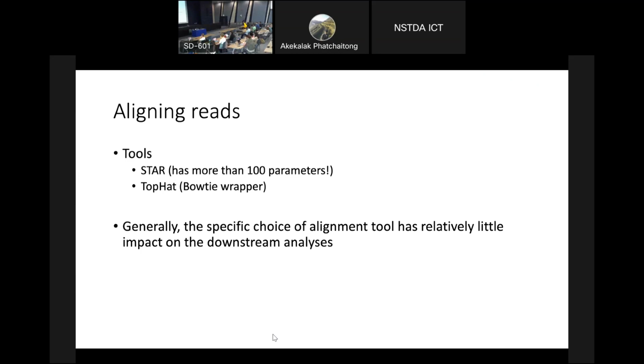Generally, the specific choice of alignment tool is quite interesting. The choice of alignment tool has relatively little impact on the downstream analysis. So the choice of your GFF file is more important than the choice of the tools. In general, I think they're more or less equal, although there was a paper saying that there could be some differences in some cases. So you may want to go back to that and look into what could be the reasons for those small differences. But in general, it's okay if you use STAR or TopHat.